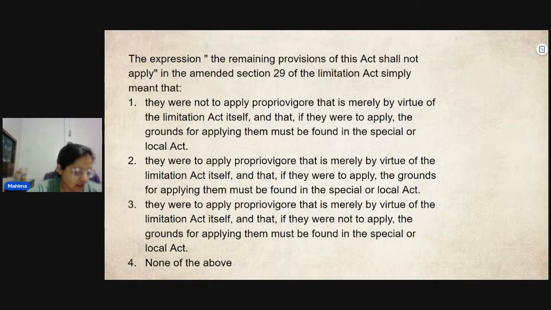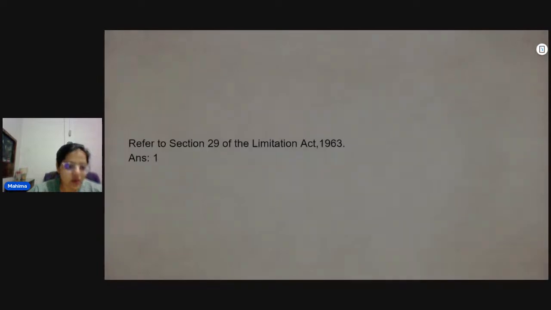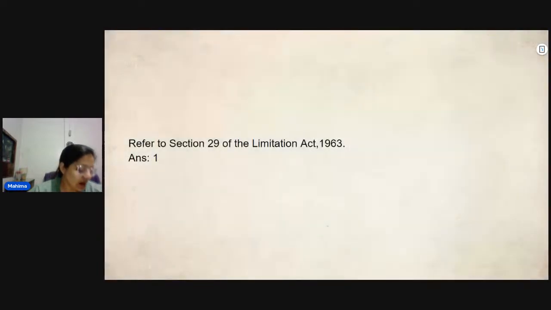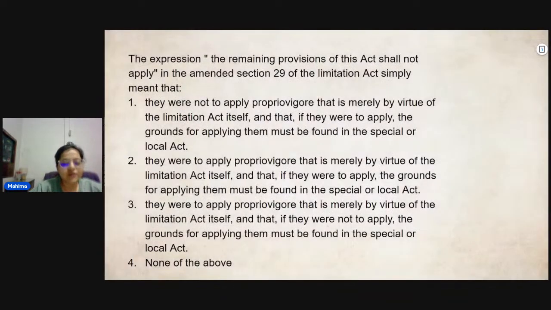Shubham is saying okay. Divya is saying C. They were to apply directly by the Limitation Act itself, and if they were not to apply, the grounds for applying them must be found in the special or local act. Shubham is saying 1, and the correct answer is 1 and not C.